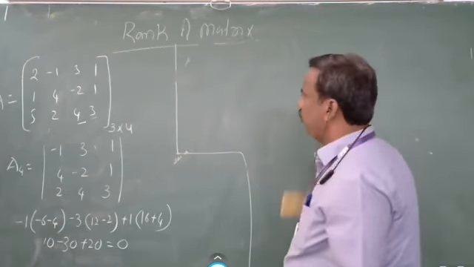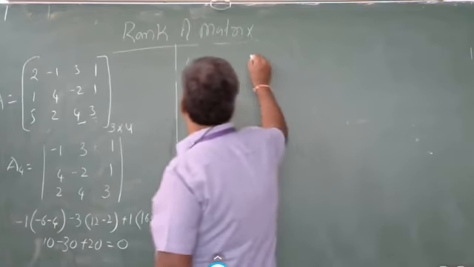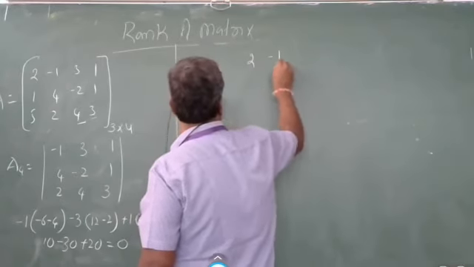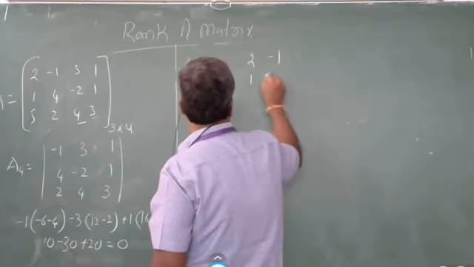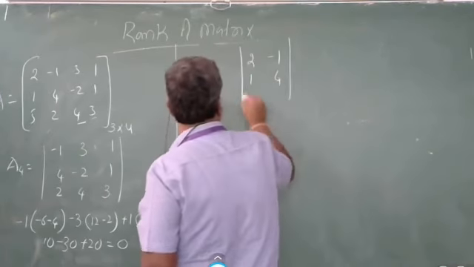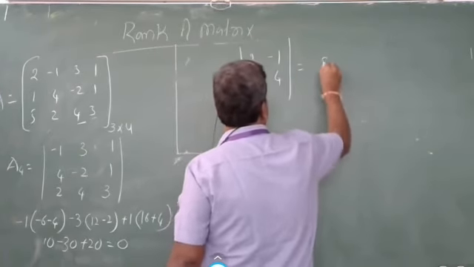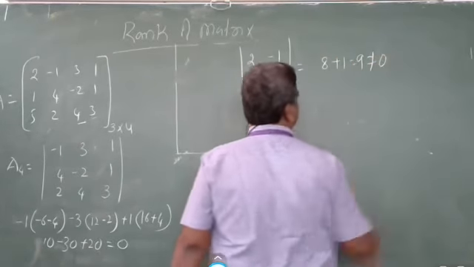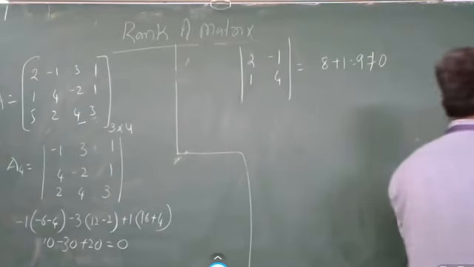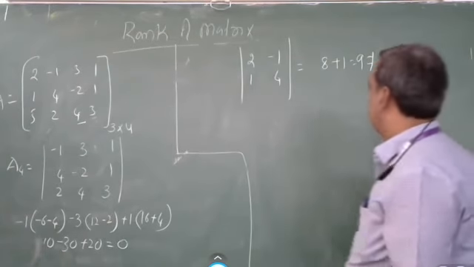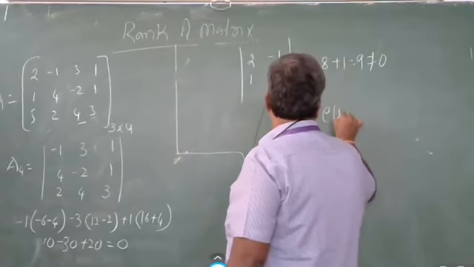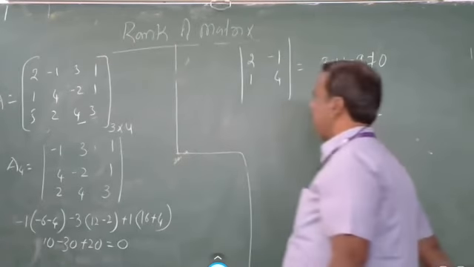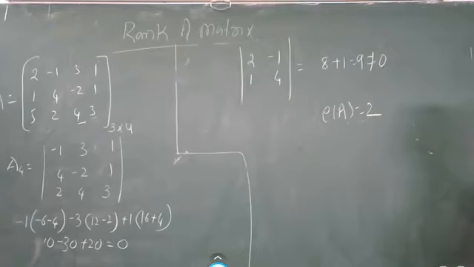Next lower level, so 2 by 2. I am taking the first 2 columns. 2 minus 1, 1, 4 equal to 8 plus 1, 9, which is not equal to 0. Therefore, the rank of matrix is 2. So this is the procedure to find the rank of matrix.